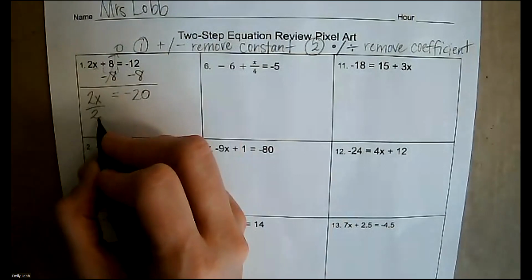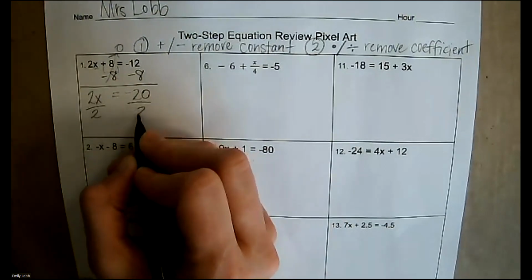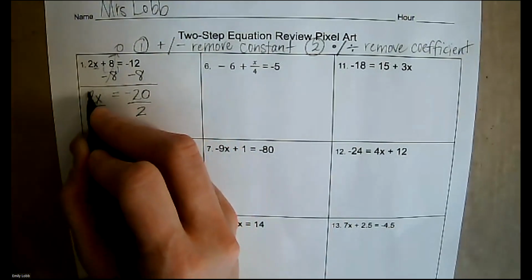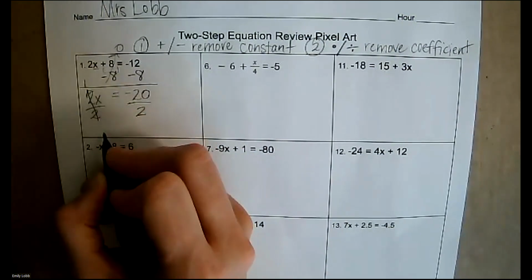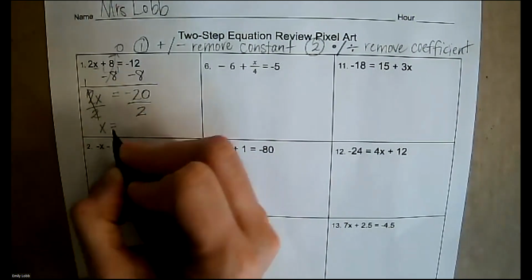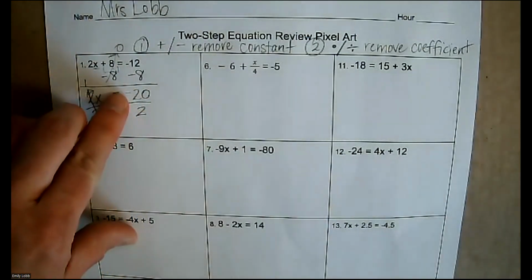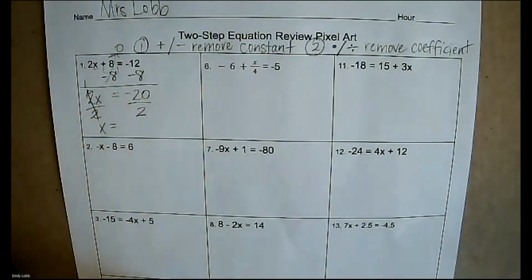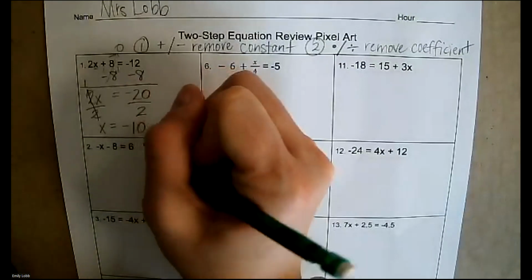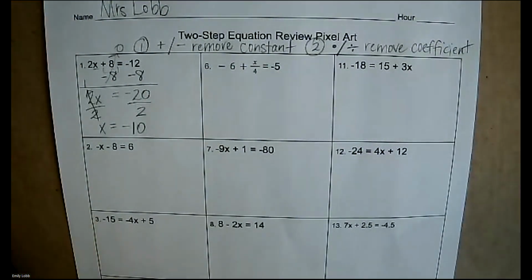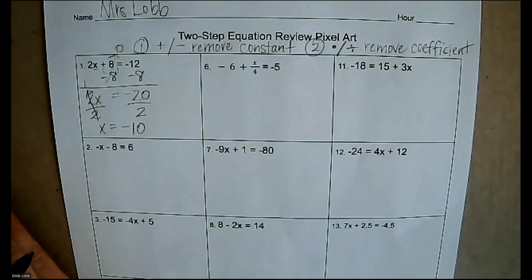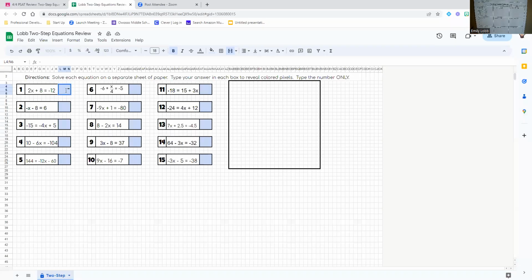So here I'm dividing by the coefficient, because 2 divided by 2 is 1. 1x is the same as x, and that's what I want. So now I have to do this. Negative 20 divided by 2, thank you, Xander, is indeed negative 10. Let's go. So in my pixel art, I would put just the number in here, and it should reveal some pixels if it's correct.